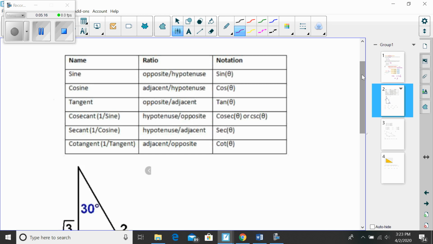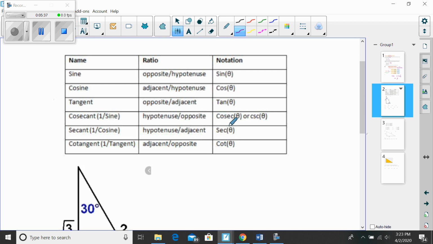So if you like to have a table form better, and then I also wanted these words completely spelled out for you. So here's the whole entire term, cosecant, and then the reciprocal of cosecant is sine. Okay, and then here's the abbreviation for it.